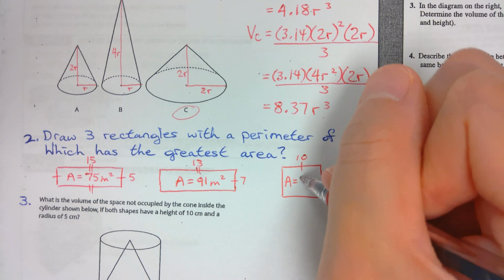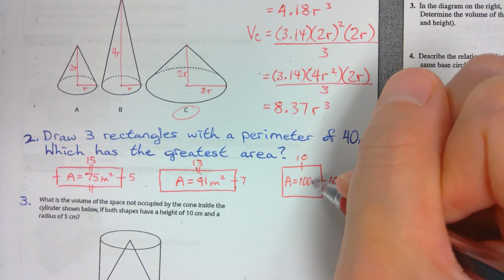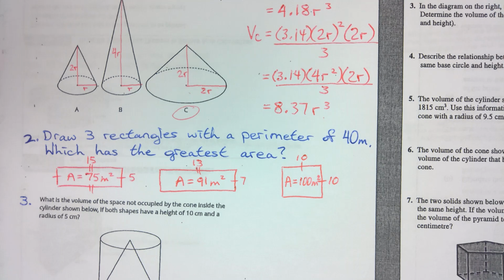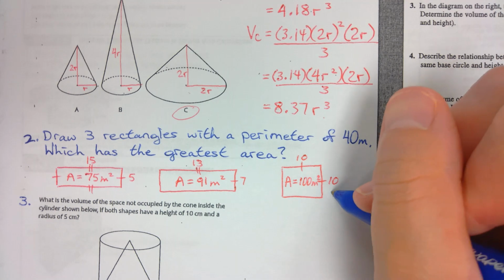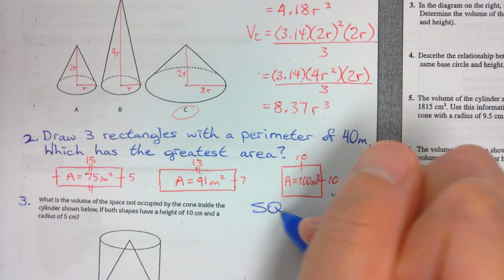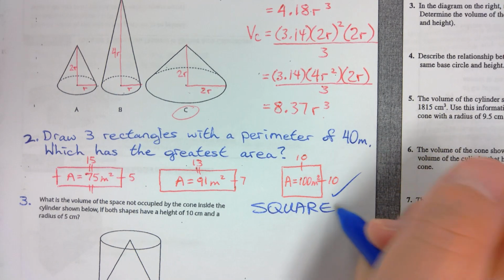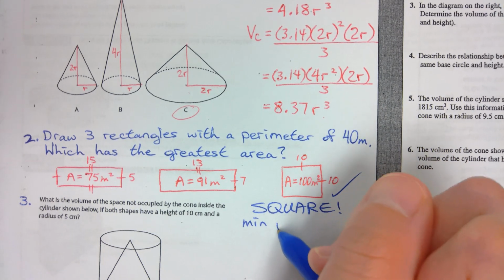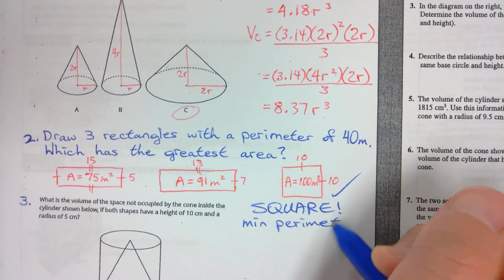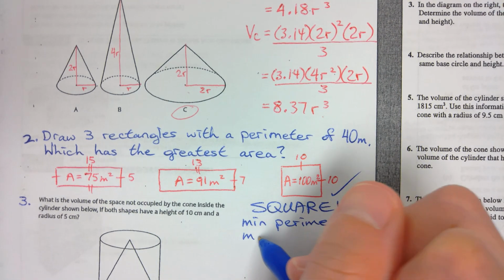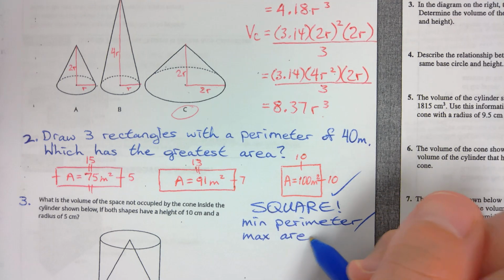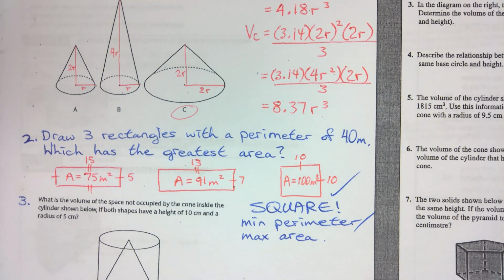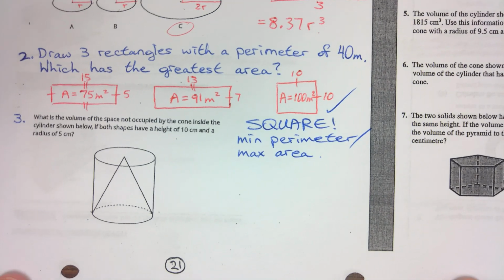And so the area is 100. Okay. Out of these three, which one has the biggest area? The square. Okay. And in fact, it works every time. So whenever you want minimum perimeter or maximum area, a square will always give you that answer. Okay.